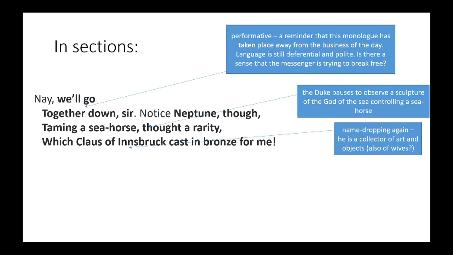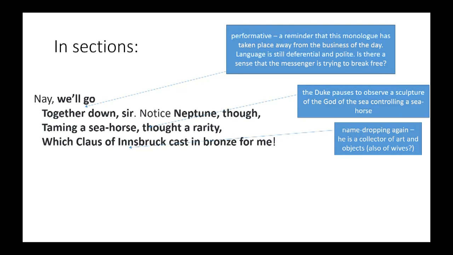This is interesting. "Nay," as in no, no, no. "We'll go together down, sir." Why does he say that? Does he say that because the messenger's raring to go marching down the stairs to tell his boss that there's no way that she should be marrying this guy?